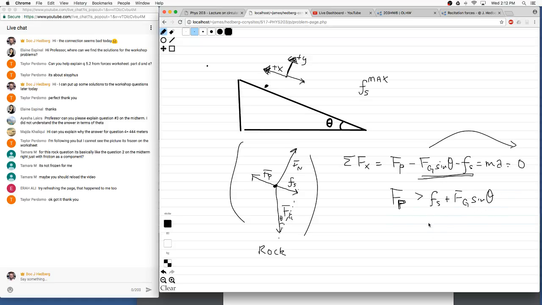Anyway, so all of these things on the right-hand side, those are the forces acting down the ramp. I have F static and a component of gravity, and as long as F push is bigger than that, then we should be able to start pushing up the ramp. This one here, F static, of course, has this maximum value, F static max, which is given by mu static times the normal force.